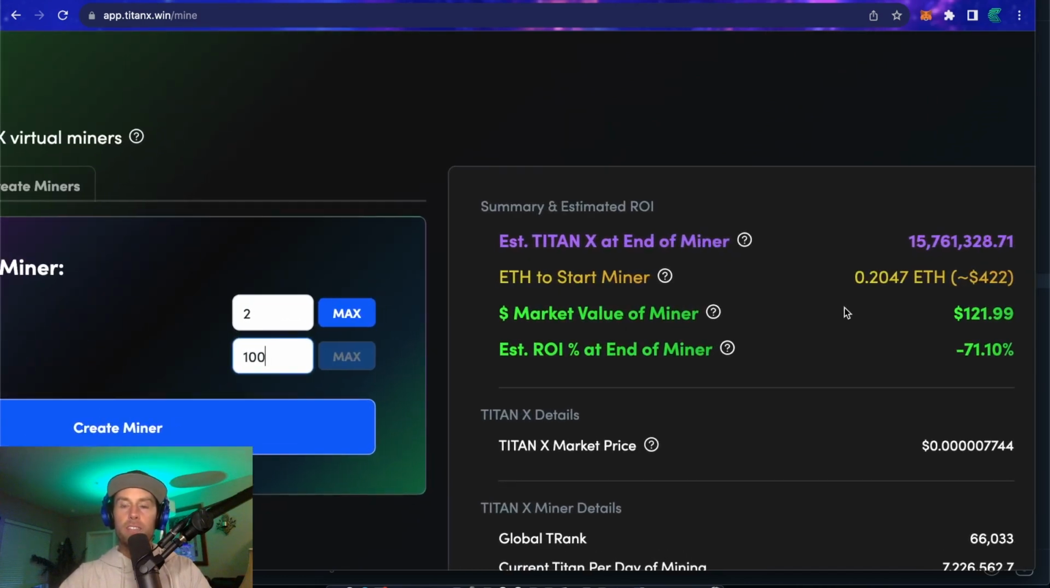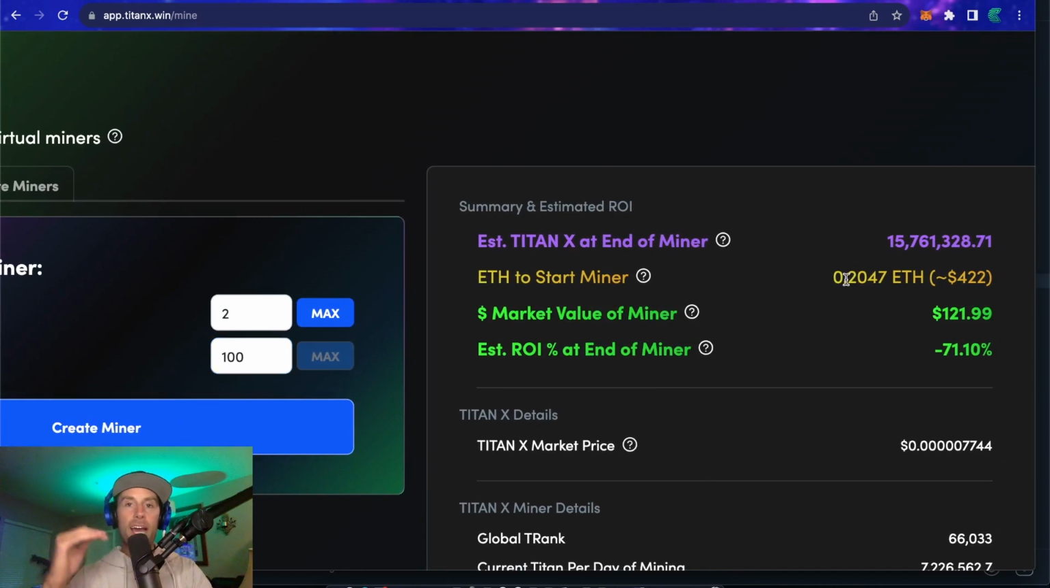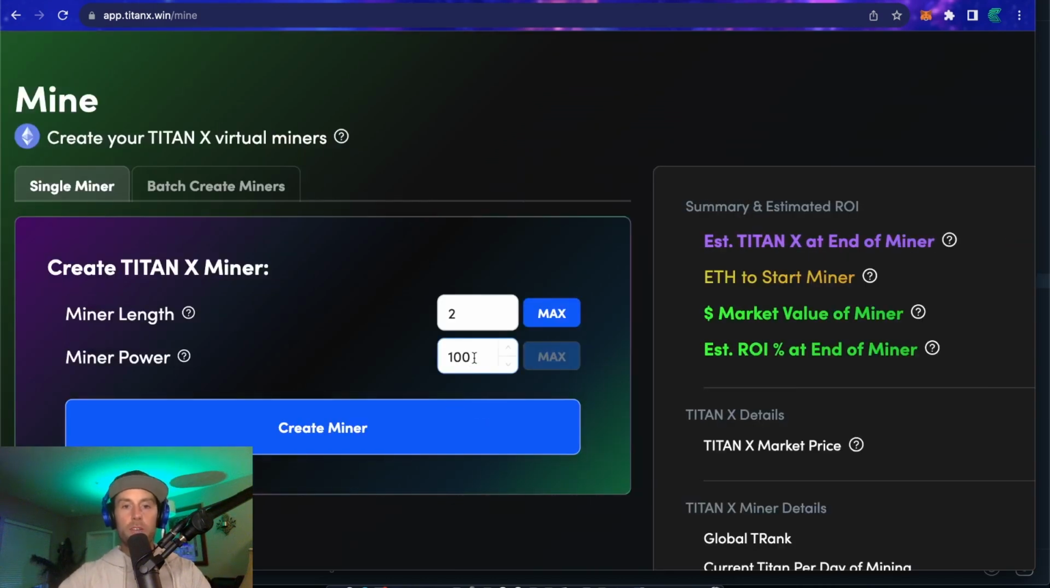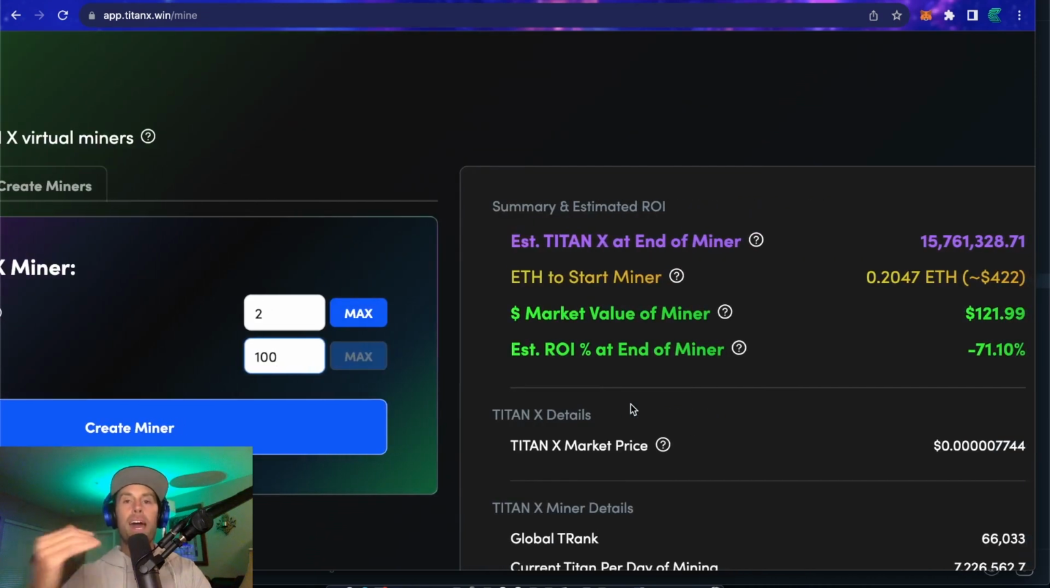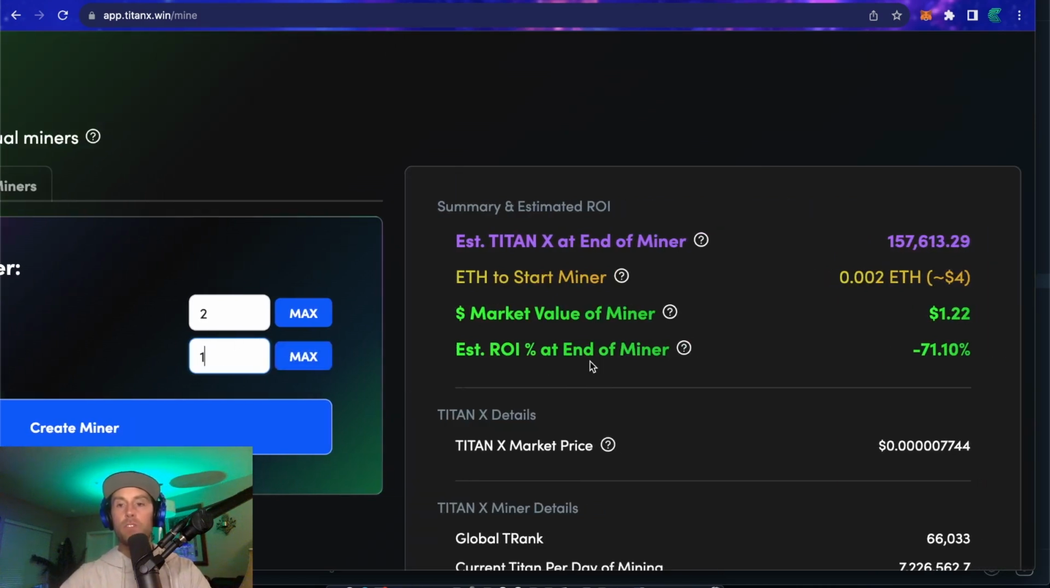What I want you to think about is there is a maximum amount you can spend on a single miner in ETH and a minimum amount. If you are using the power section here and you're at 100, you're going to spend the maximum amount that you can for one single miner. And if you are at 1, you're at the minimum, which is 0.002 ETH, versus 0.2047 ETH. So if you were to take off one 0, you're going to be down to 0.02. So you can think about it as a percentage of 1% versus 100% in terms of the maximum that you can actually use in ETH for a single miner.